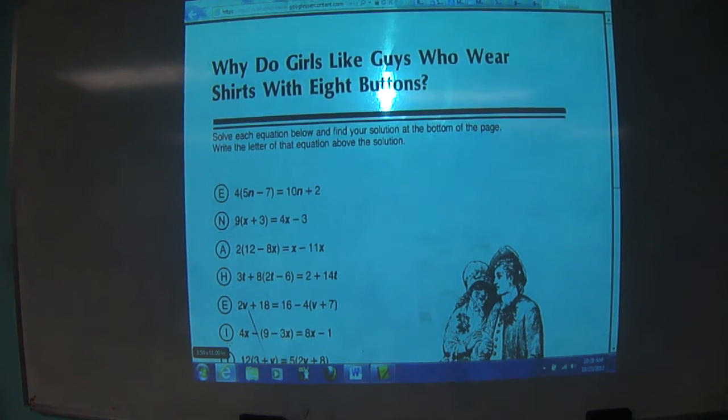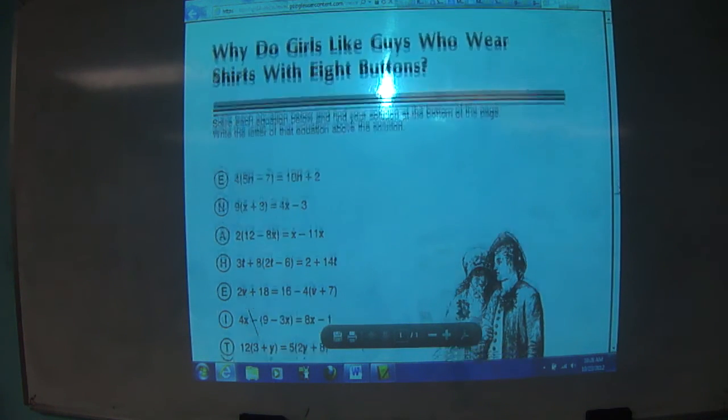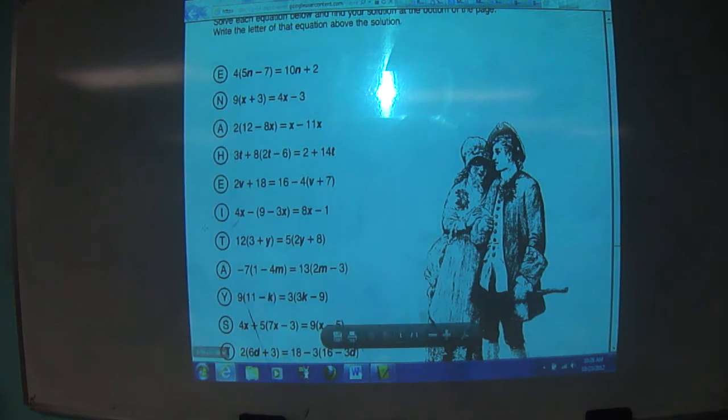So why do girls like guys who wear shirts with 8 buttons? They don't.